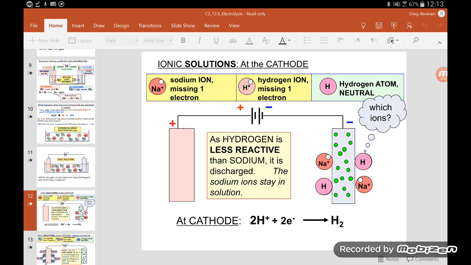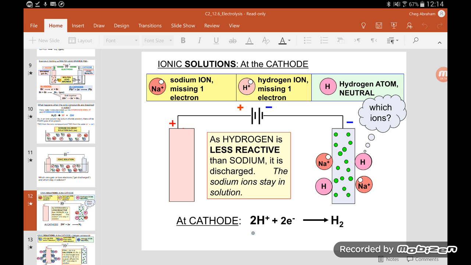So let's take the negative electrode. Sodium and hydrogen would go to the negative electrode because they're both positively charged. But the rule is, it is the least reactive that will come off. And so here you can see that hydrogen will come off. And in this case, we need to say what the ionic equation will be, and we call this a half equation.